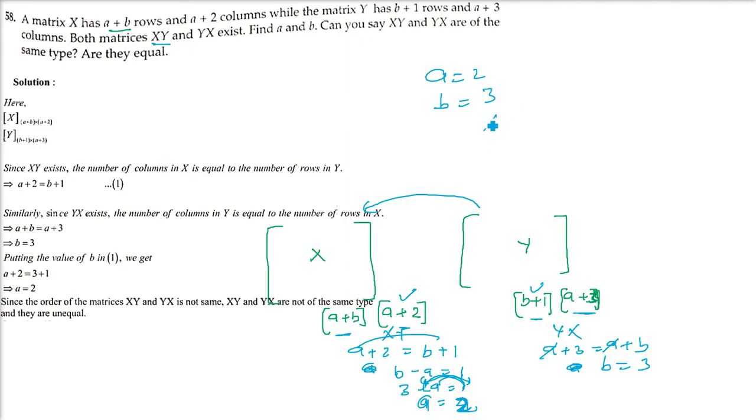Now let us write, because we have to see the orders. X is 5 by 4, because a plus b is 5 and a plus 2 is 4. Y is what? b plus 1, that is 4, and a plus 3, that is 5. Now the orders are not the same.